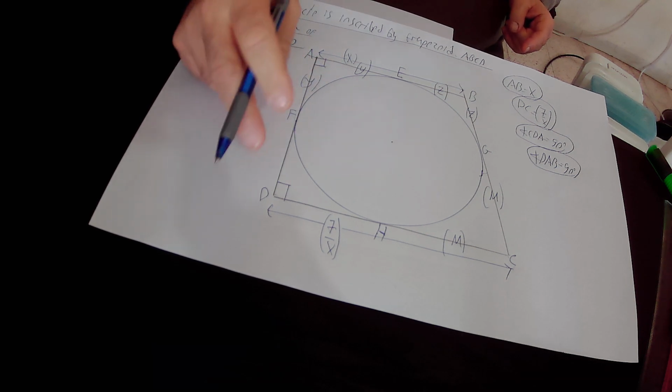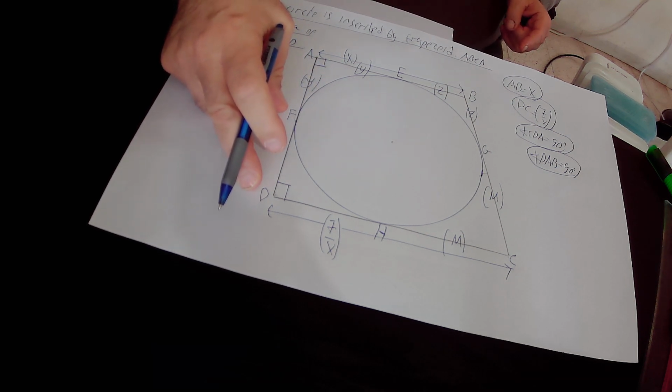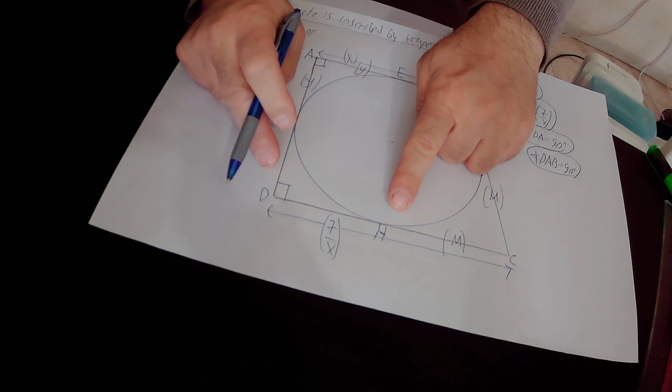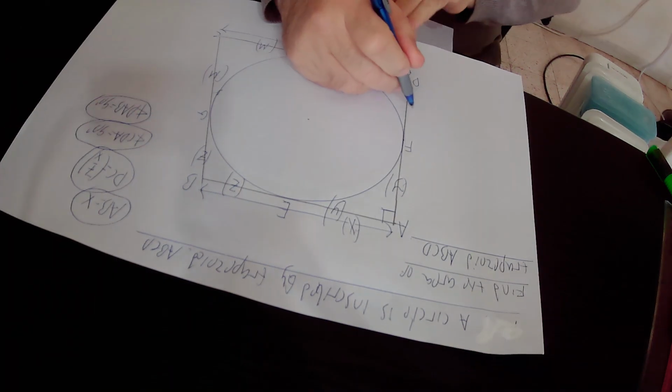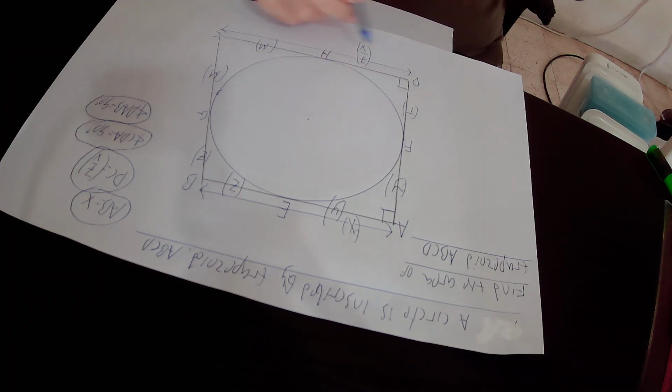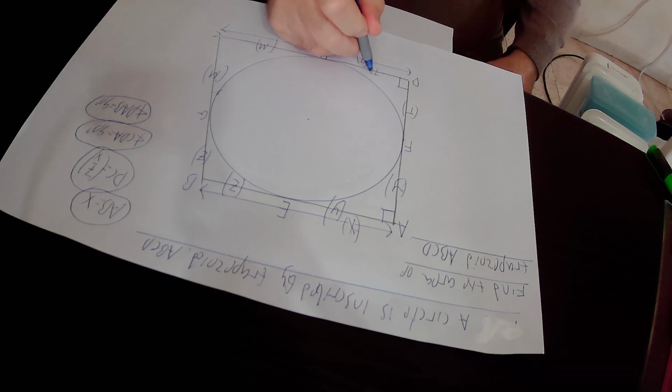So if we define the length of this tangent DF as T, then DH must also be equal to T, because they are equal to each other according to rule 2.